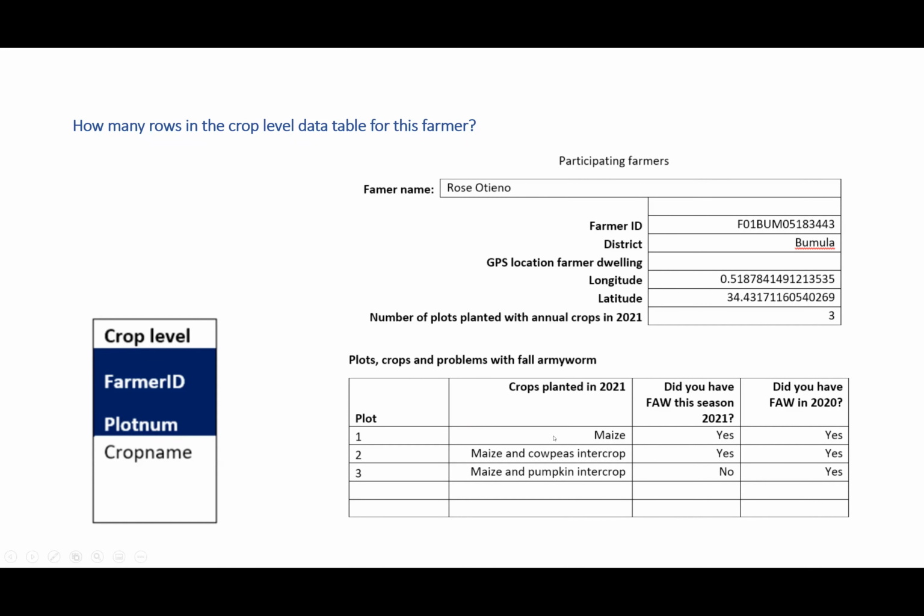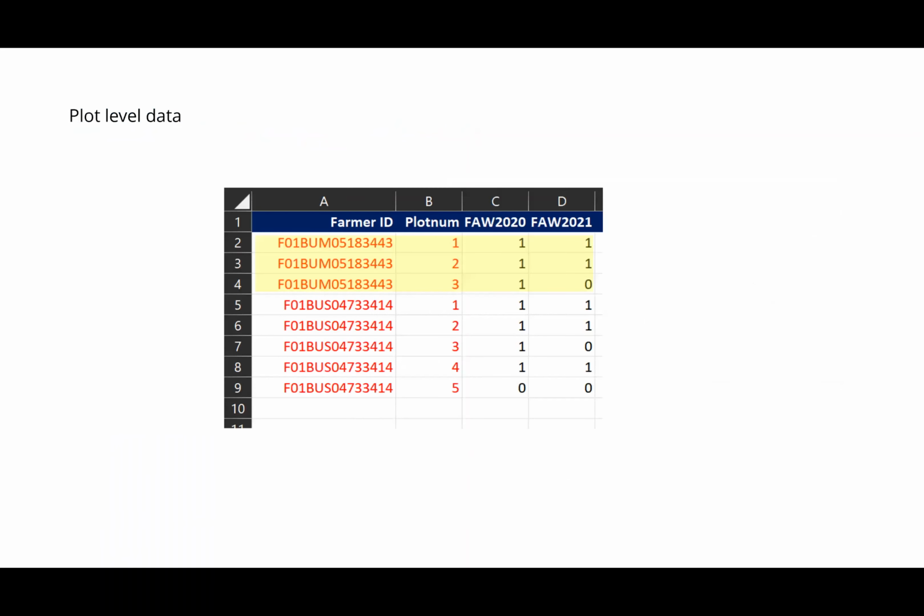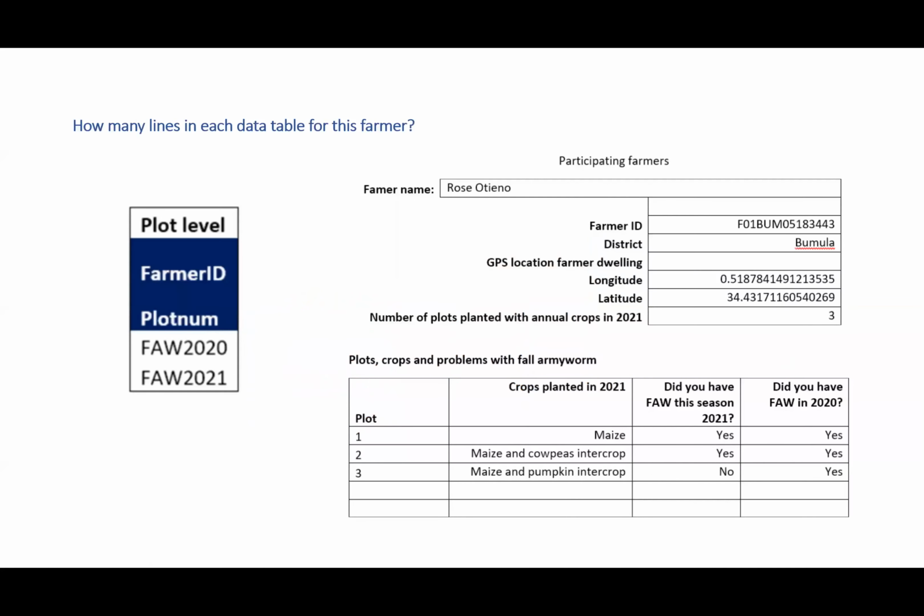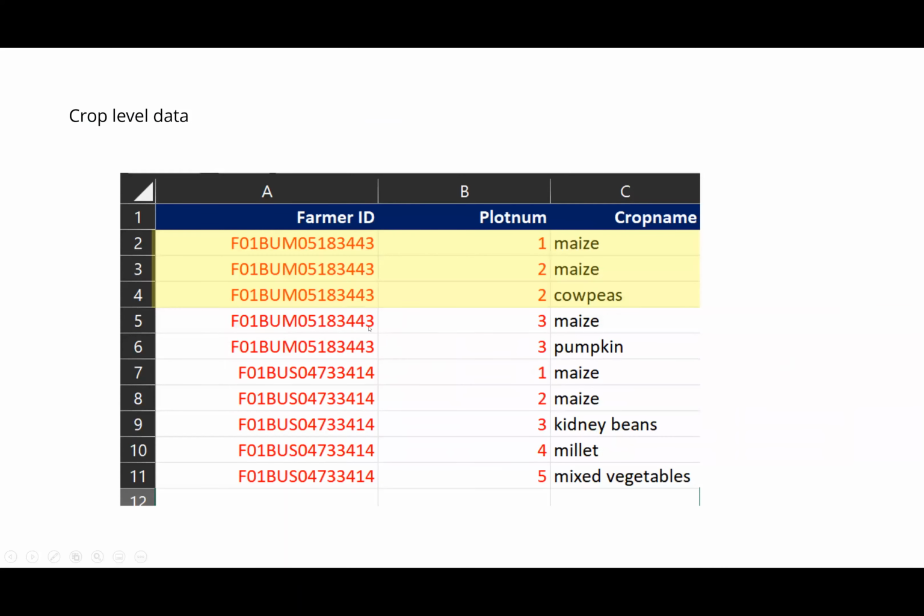That would be a possibility if we put 2 crops in the same row, because that happened in the second plot, maize and cowpeas in intercrop. I will tell you what they did. It could be 3, absolutely. But what they did was the following. They said, the farmer, and this is Rose's farmer ID, remember, finishes in 3443. She's got 3 rows, sorry, crop level. The farmer, she's got 1, 2, 3, 4, 5 crop level data.